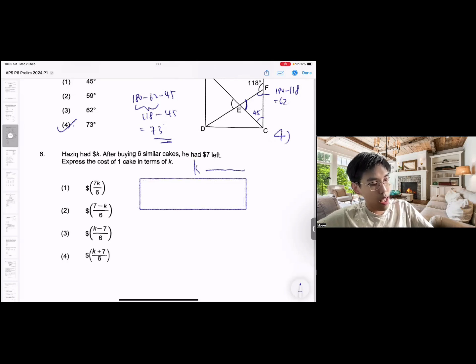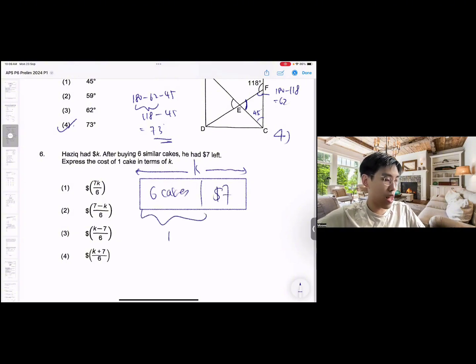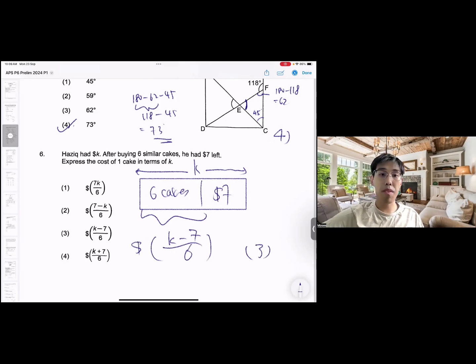So this amount is K. After buying the 6 cakes, there is $7 left. So for this, the cost of each cake will be K minus 7 divided by 6. This one actually, once you see the model, is quite straightforward.